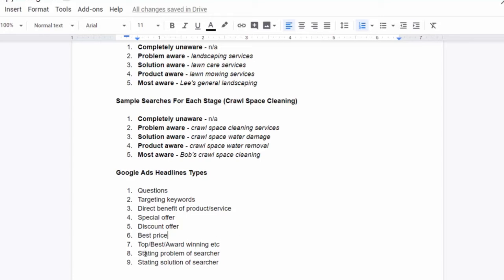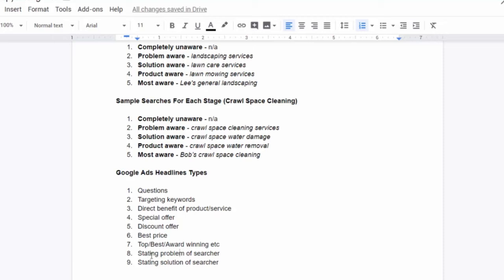And then number 8, stating the problem of the searcher. Hey, are you having trouble with your crawl space? Is your crawl space having bad smells? Things where you're really just stating the problem of the searcher, because you got to think about when somebody's typing in a specific keyword, for example, crawl space removal, crawl space water removal. If we go to number 8 here, we can say something like, do you have water in your crawl space?